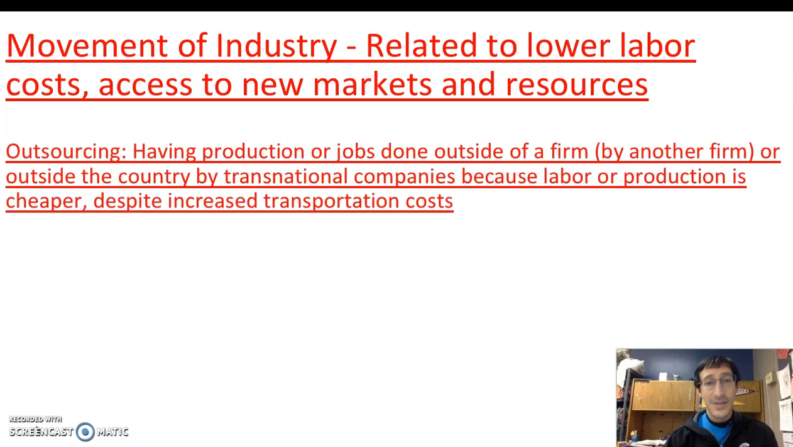So we want to understand this idea known as outsourcing because it gets thrown around a lot, especially in this era of globalization, for why factory jobs have moved abroad and why they are not necessarily returning in high numbers to parts of the globe, including within the United States.